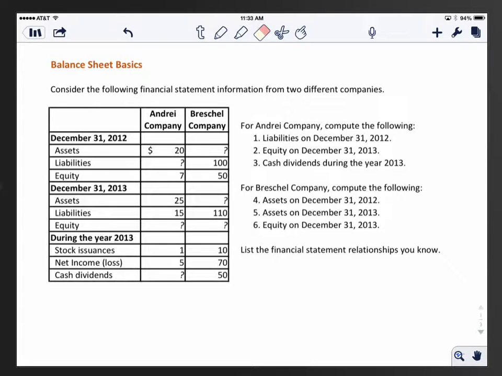This one is called Balance Sheet Basics. What we've got here are two different companies with some missing information, and we're going to fill in the missing information. I'm just going to add some highlighter here to make it a little easier to see. There are some missing numbers there. For each company, we're going to calculate what's missing, and that's what the requirements are on the right-hand side.